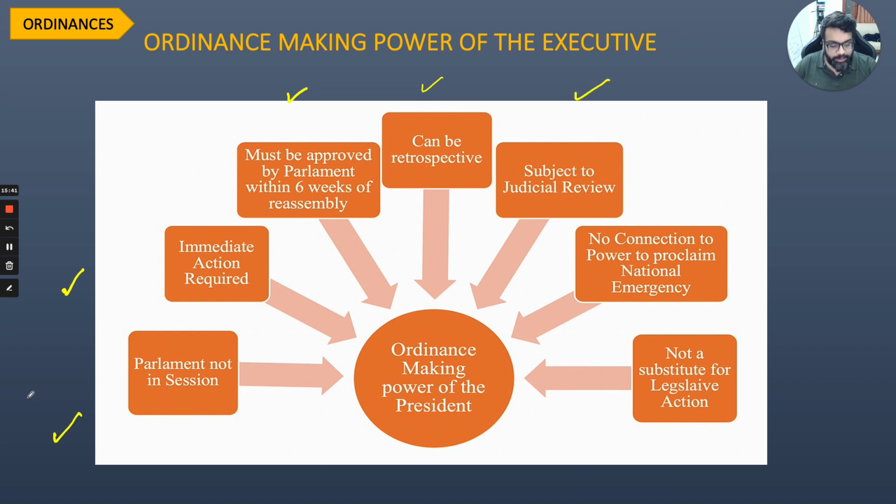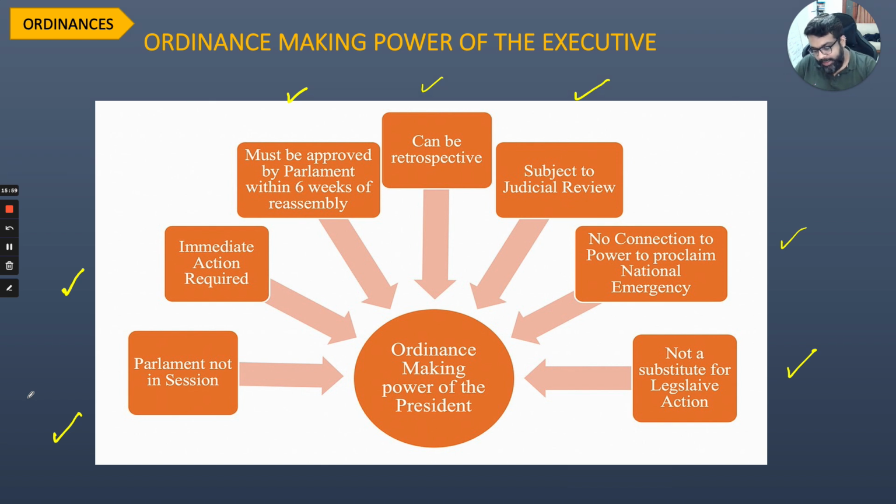Ordinances have nothing to do with the power to proclaim national emergency. That's a completely different thing. It seems similar, it seems like bypassing legislatures, but they're essentially not the same. And ordinances are not a substitute for legislative action.